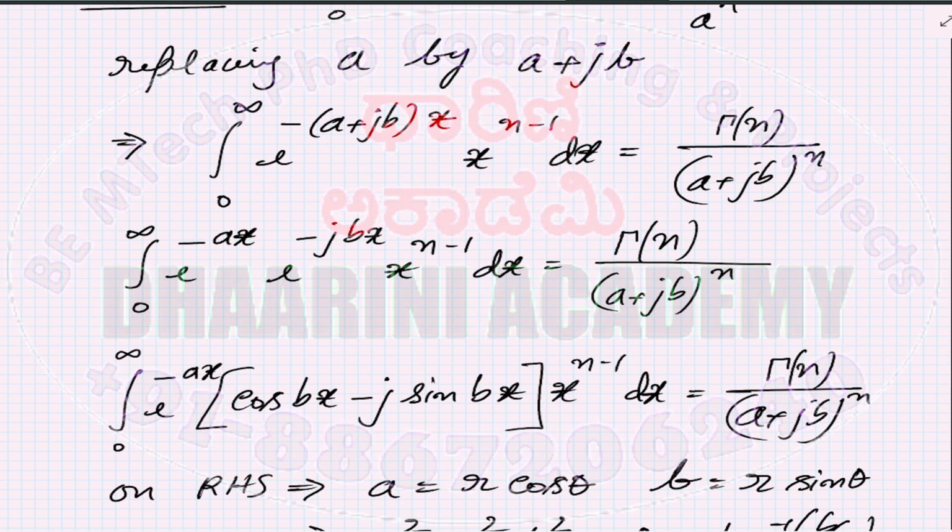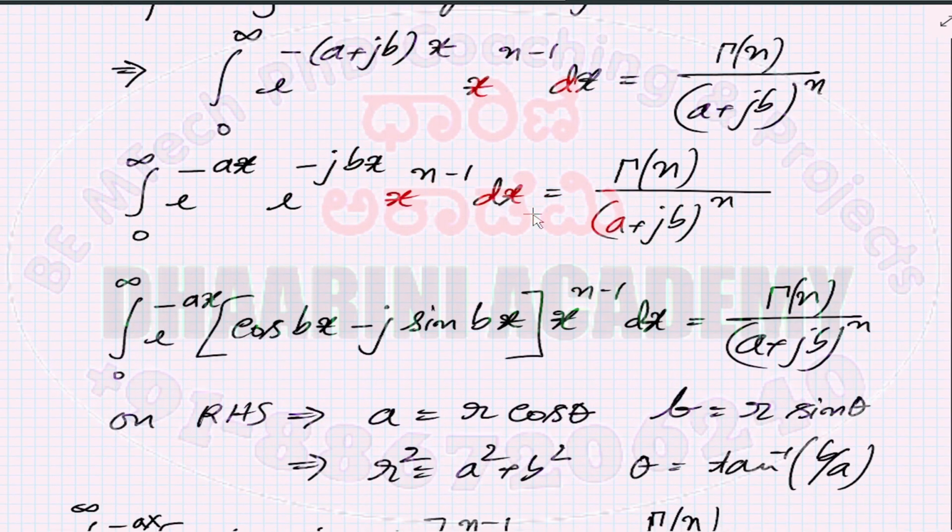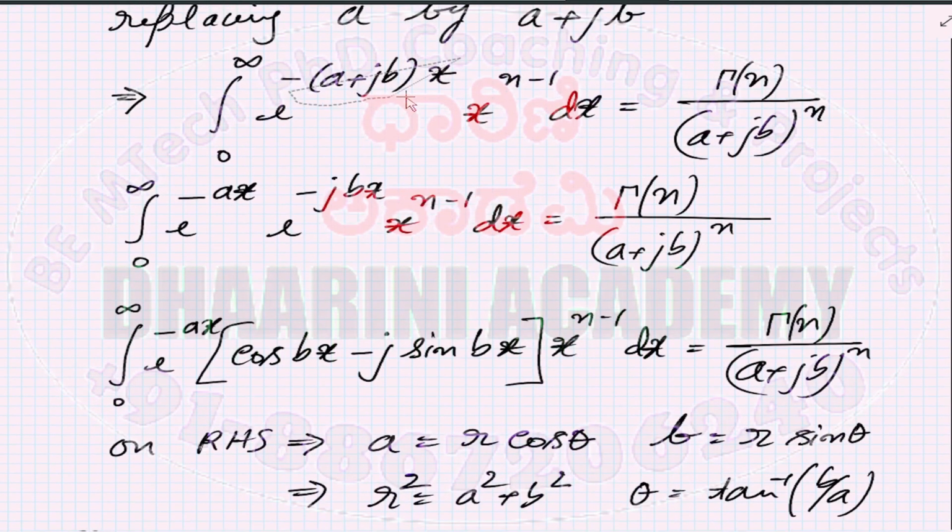Okay, now this means, once I replace that, I get this. You see that in e to the power, there are two terms: one is minus ax, another one is minus jbx. So we'll split that. You can see that I split in this fashion. Right hand side still remains the same.